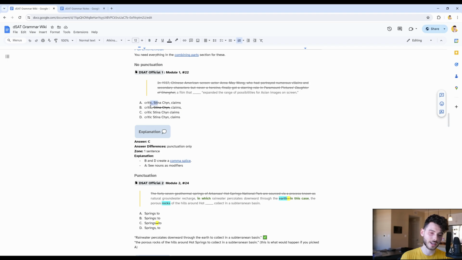You can't do A or B because of this initial comma. And then D is wrong because you can never separate the subject and verb with just one comma. So that would be the comma splice. So you have to go with C for this one.